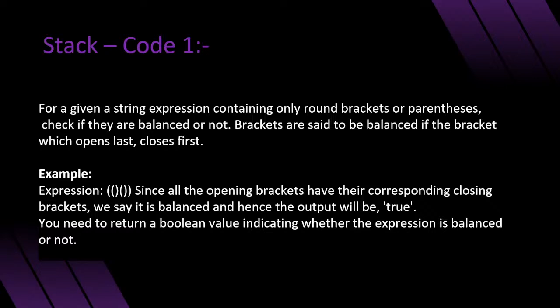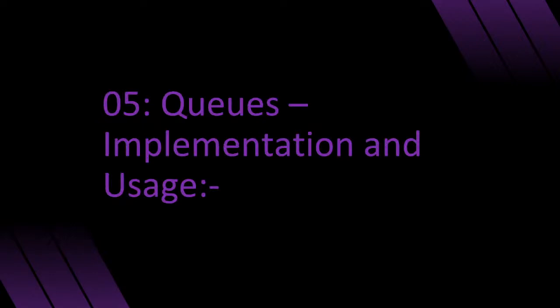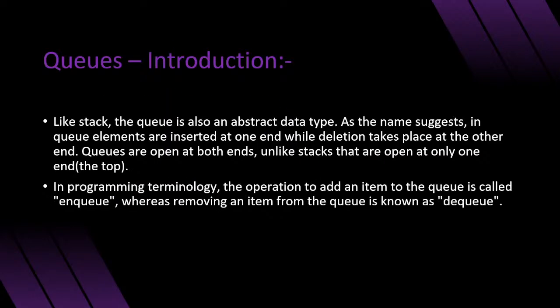So now we move on to the final topic of the day, that is queues. This is the second data structure that we are going to study. Like stacks, a queue is also an abstract data type, but unlike a stack, a queue is open at both ends. That is, elements are inserted from one end and deletion takes place from the other end. In programming terms, the operation to add an item to the queue is called enqueue, whereas removing an item from the queue is known as dequeue.